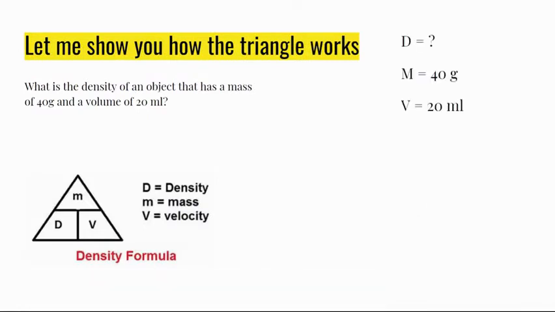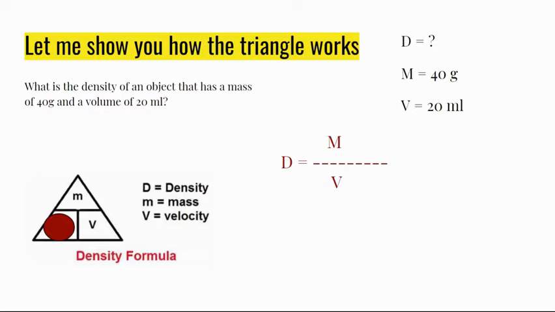So here, the question is, what is the density of an object that has a mass of 40 grams and a volume of 20 milliliters? Well, as always, pull out your variables. What do we know and what do we not know? Well, we don't know density, but we know the mass is 40 grams and we know the volume is 20 milliliters. So how do I use this triangle to help me do the math? I cover up what I don't know, so I don't know my density. So I'm left with mass and volume.